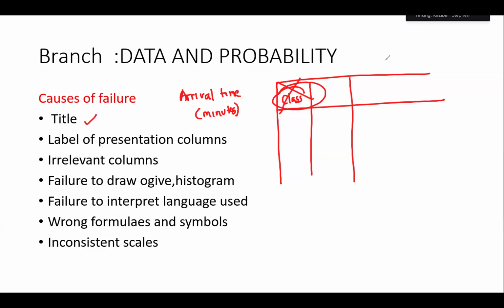Then from there, in case the question is talking about customers, please write number of customers. Don't just write a frequency. What does the frequency represent? So you go on and tell us in brackets number of customers, and then you put F.